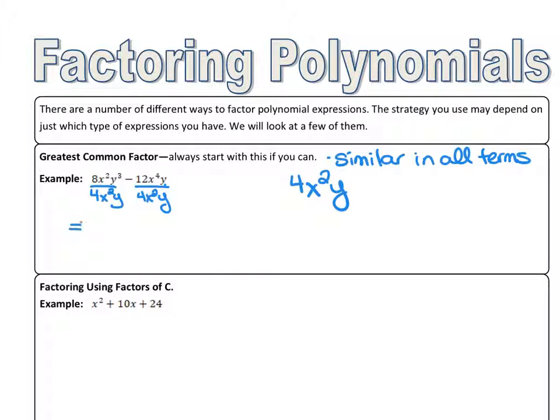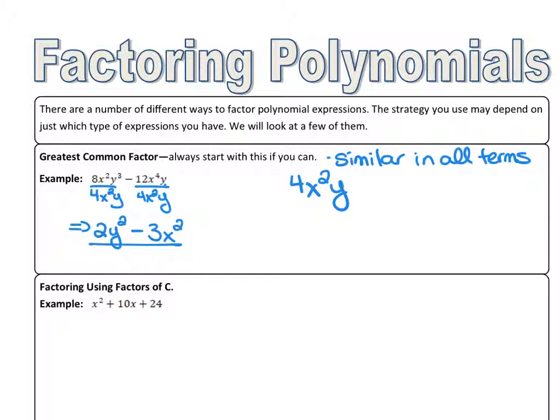So what you get is 8 divided by 4, which is 2. x squared divided by x squared is just 1, so we'll get rid of that. And y cubed divided by y leaves us y squared. The second term, 12 divided by 4, gives us 3. x to the 4 divided by x squared gives us x squared. And y divided by y is just 1, so we'll get rid of that. So this is what's left.